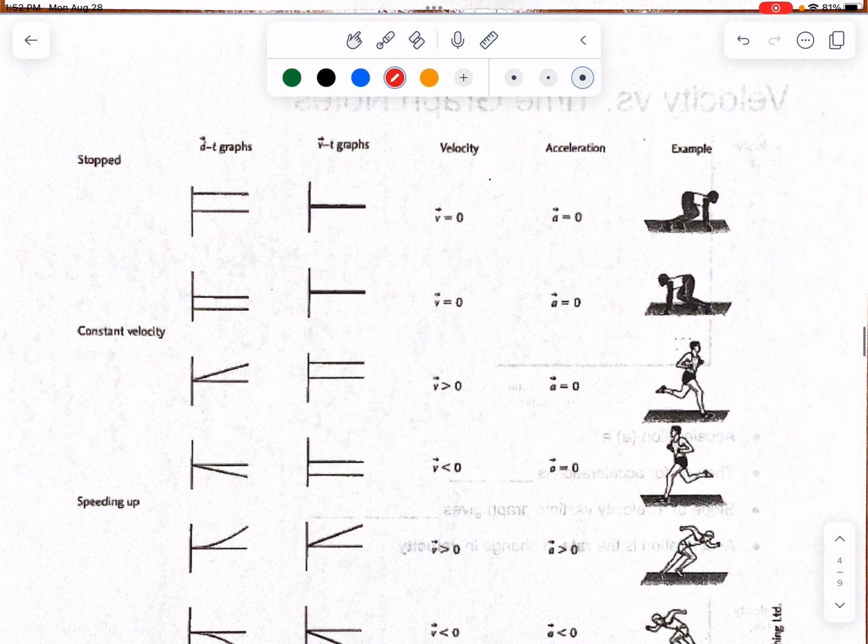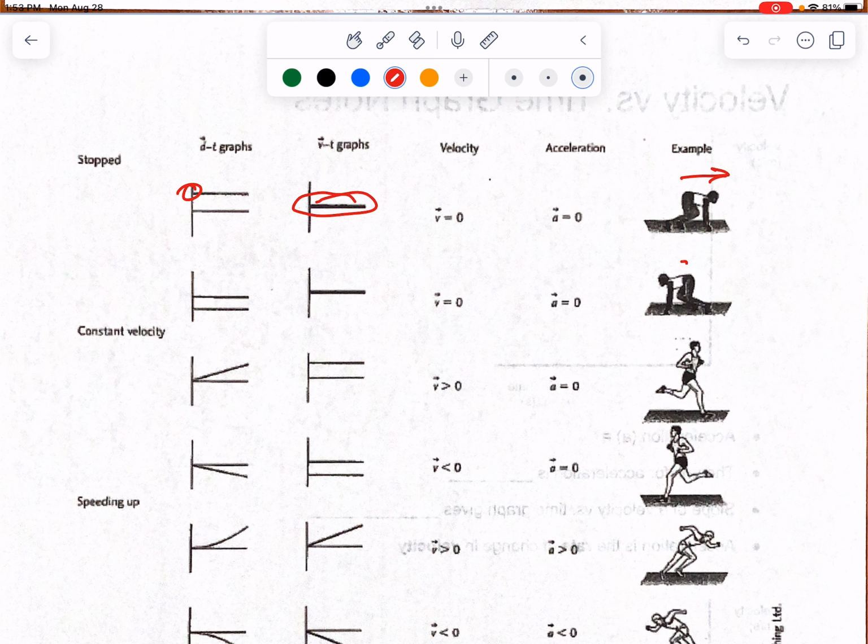Okay, this one right here is just kind of a summary. We're just looking at basically the track people. So you've got a track runner facing this direction. We'll say that's positive. It doesn't really matter in this case since they're not moving. But if you look at the d versus t graph, this just means they're staying at the same position the entire time. They haven't moved. So our velocity versus time graph is nothing. You have no slope. It's just staying along the x-axis.